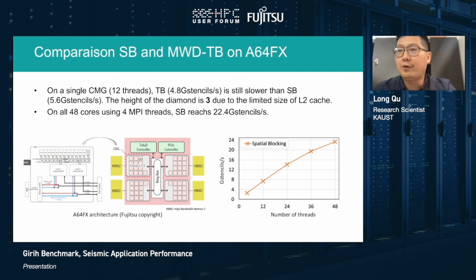On all 48 cores, we see the best configuration for spatial blocking is to use 1 MPI process on each CMG. That is using 4 MPI processes in all to reach 22.4 gigastencils per second. MWTB in Girih is much lower, as its performance using multiple MPI processes needs to be improved as well.